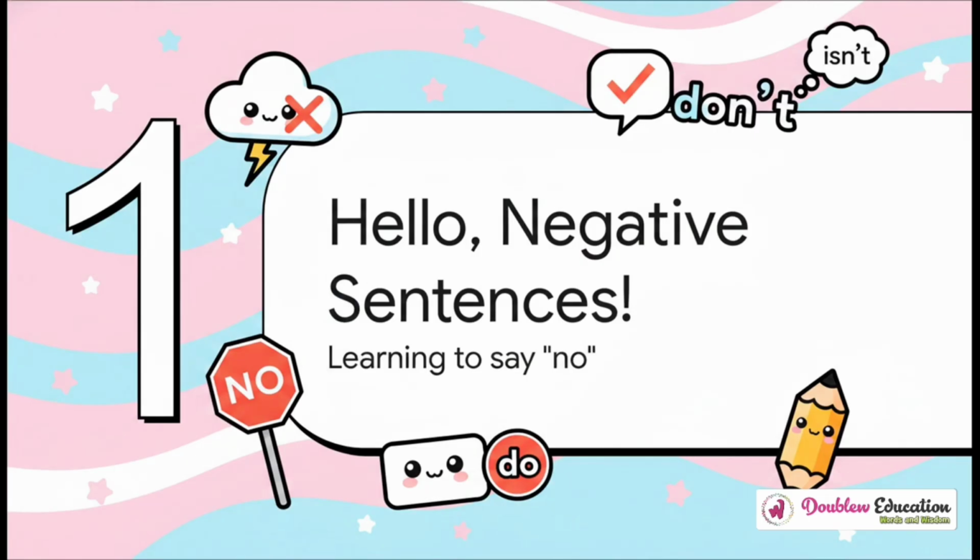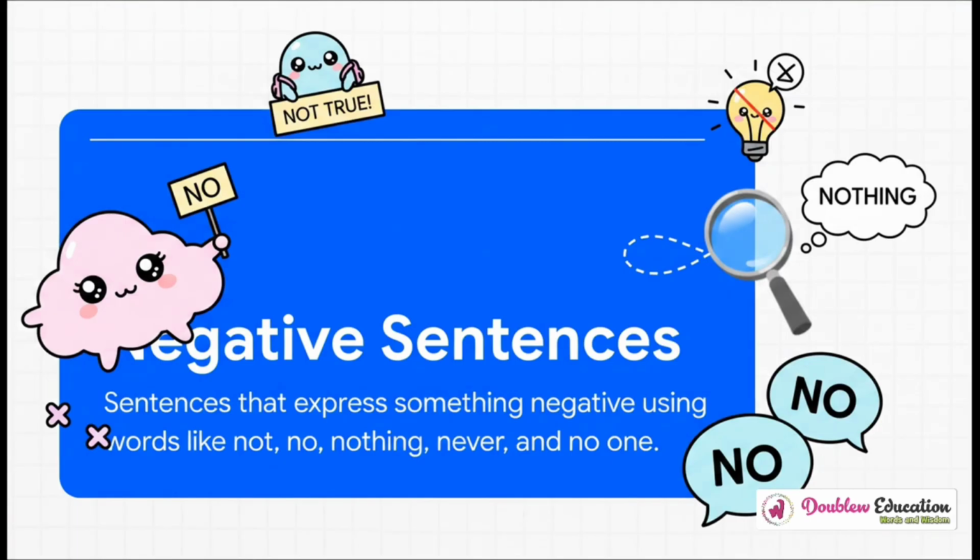All right, let's jump right into our first section. So what on earth is a negative sentence? I promise it sounds way more complicated than it actually is. Okay, so a negative sentence is just a sentence that says something is, well, false or not true. And it does this with special no words. You've probably heard them before, right? Words like not, no, nothing, never, no one. For example, you could have a sentence like, I have something to talk about, but if you want to make it negative, you just say, I have nothing to talk about. See that? One little word changes the whole meaning.